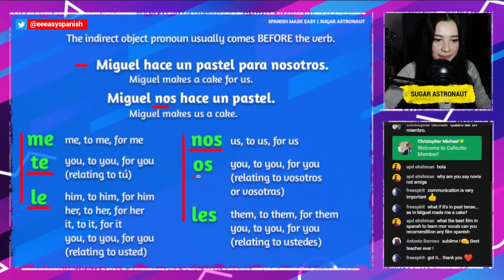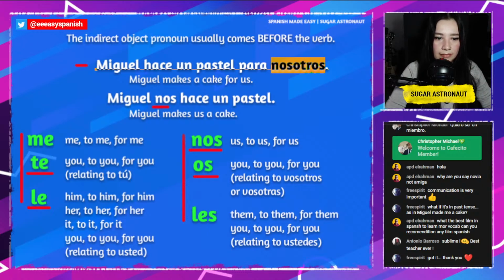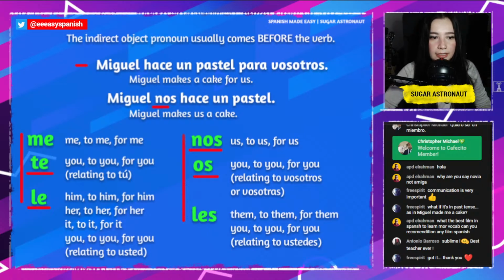Os. Os, once again, means you, to you, for you, and it relates to vosotros or vosotras. It can be feminine or masculine, same with nos. So now if I say Miguel hace un pastel para vosotros, that's in Spain. Vosotros means you, plural you. That's the indirect object in the sentence. Miguel makes a cake for you guys. We're talking about a group of people. Miguel os hace un pastel.